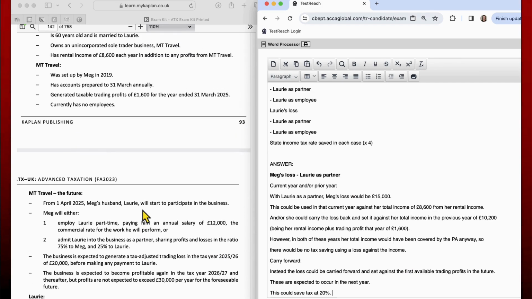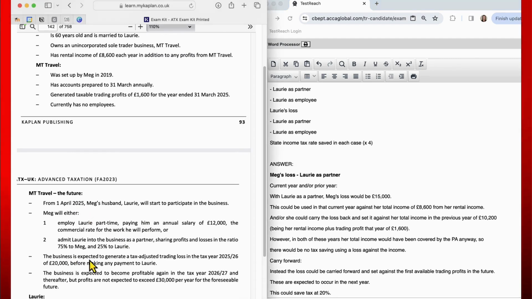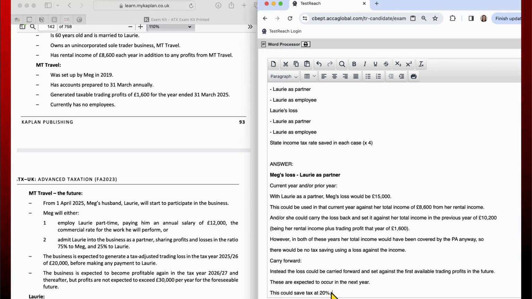Now we're told in the question where it talks about the future of the business that it is expected to make a loss and then after that make profits up to 30,000 a year. Why have they told you that 30,000? They're trying to get you to just think of this business and think of Meg as a basic rate taxpayer. So that's giving you a bit of an idea, without going into a full income tax computation, that the tax rate she'll be saving is the basic rate of 20%. So she'll be able to carry it forward, set it against first available trading profits in the future, which are expected to be the next year, and that could save tax at 20% for Meg.